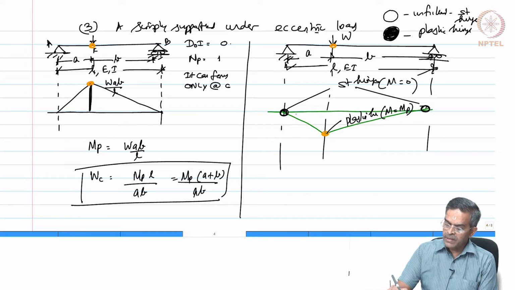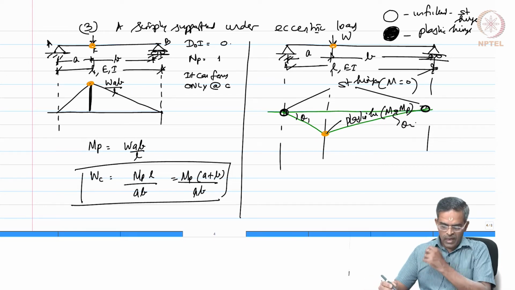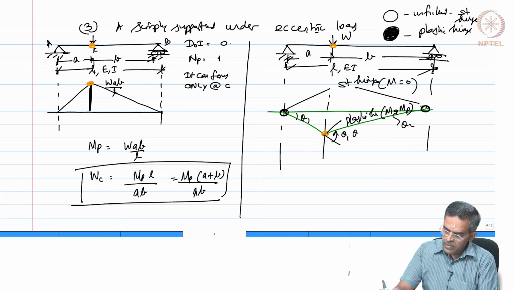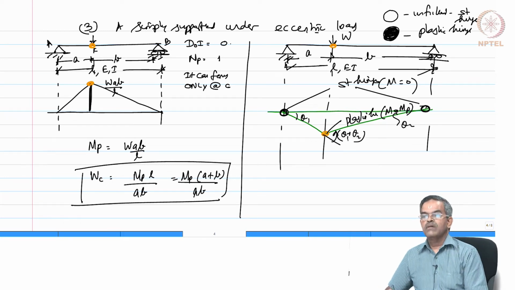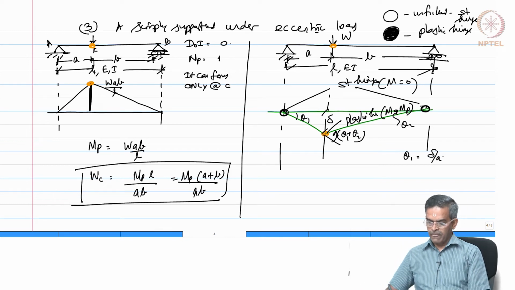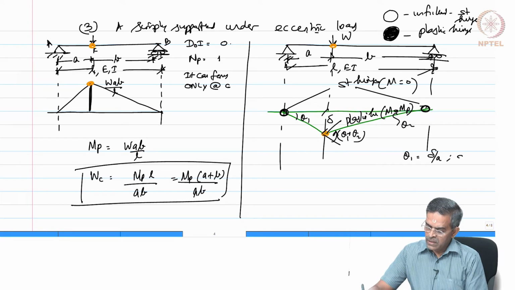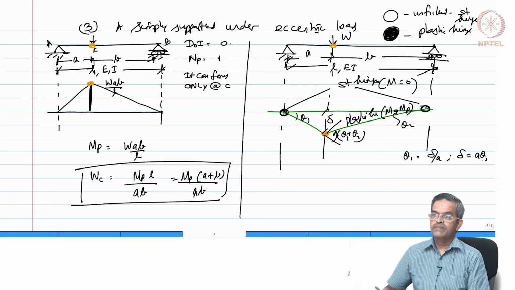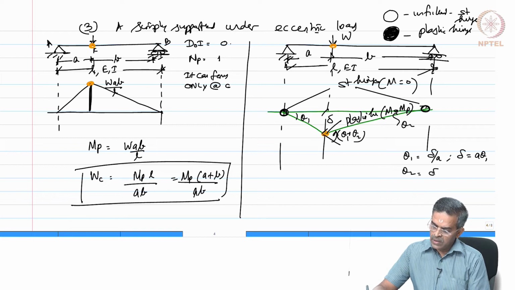Now, since the load is unsymmetric, this will be theta 1 and this angle will be theta 2, and this rotation will be theta 1 plus theta 2 by simple geometry. Let us call this value del. So, theta 1 is del by A, so del equals A theta 1, theta 2 is del by B, which means del is also equal to theta 2 into B.